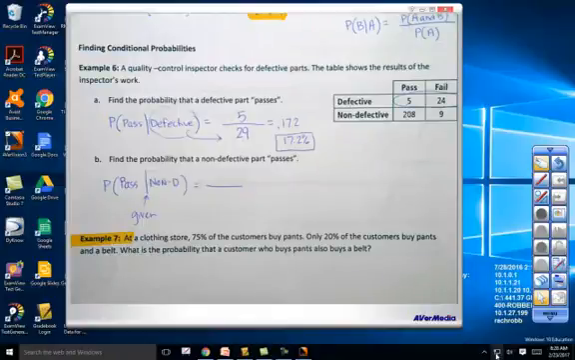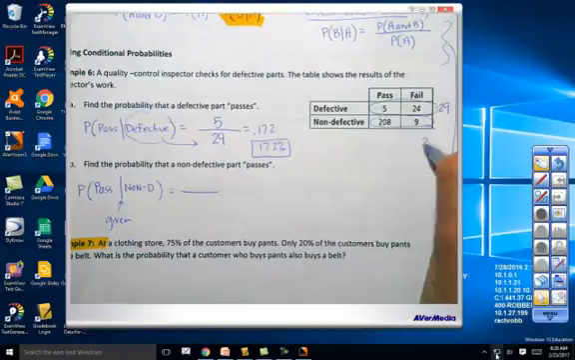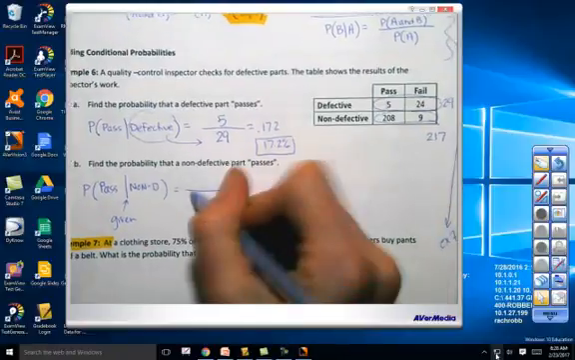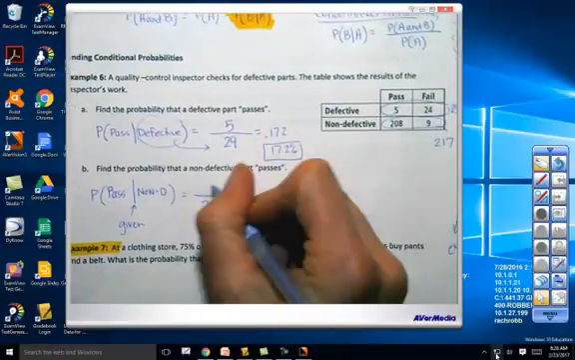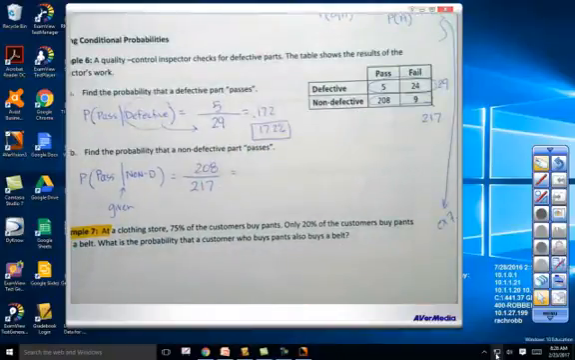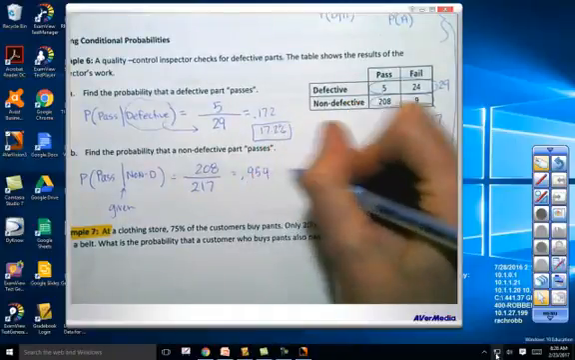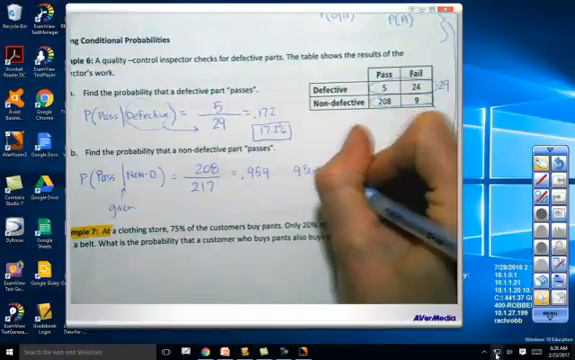8 out of 17. Okay, so you looked at the total of the non-defective was 217. And then of those, 208 actually passed. So 208 out of 217 is about 96%, 0.959. So 95.9%.